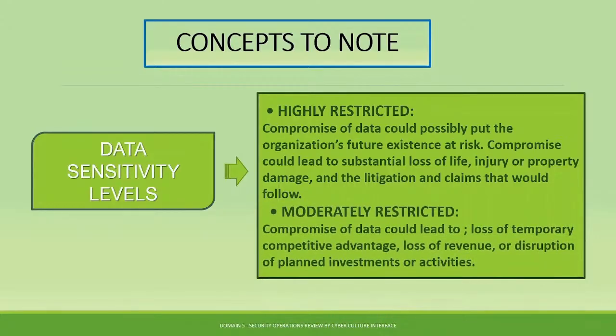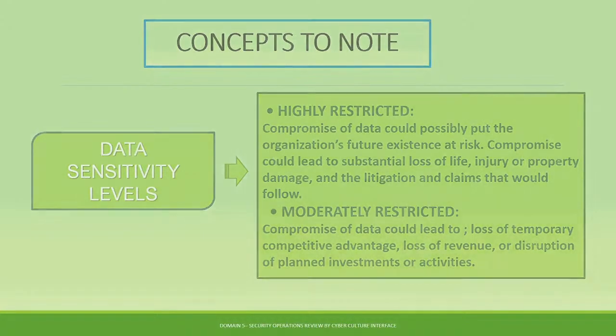So we also have moderately restricted. This data could lead to loss of temporary competitive advantage, or loss of money, revenue, or disruption of certain activities. So this data will definitely not lead to loss of life or may not lead to litigation, but it can also lead to some kind of losses. So this can be considered as moderately restricted. So according to domain 5 of ISC2 Certified in Cybersecurity, we have a category called moderately restricted.